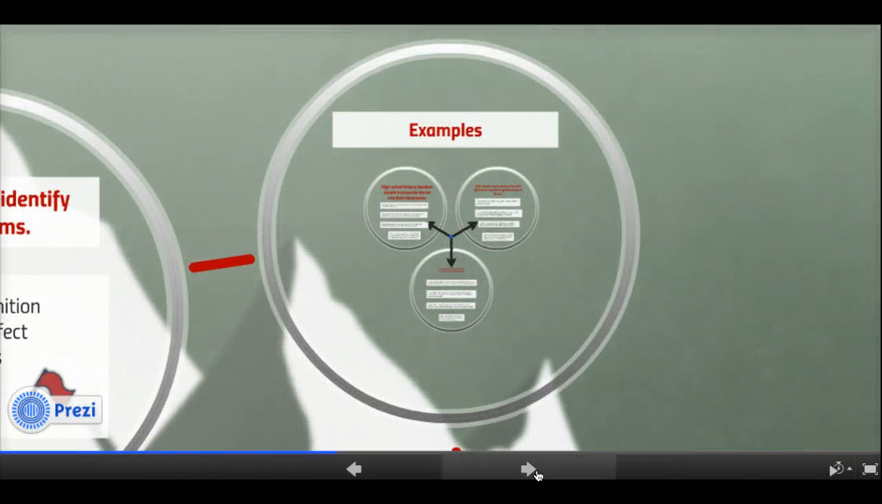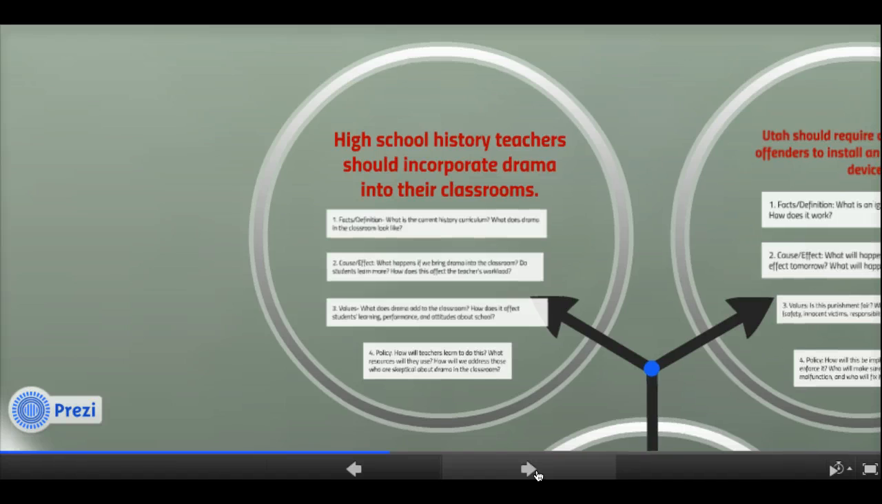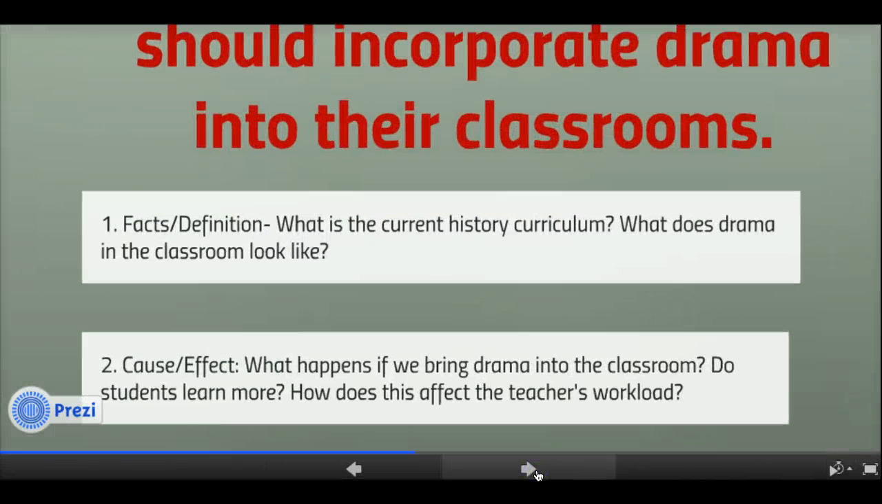So, let me give you some examples of what that looks like with the same three topics that we've been looking at so far. Let's start with high school history teachers. Let's say that my major overall claim is that high school history teachers specifically should incorporate drama into their classrooms. I've done a lot of research and it's helped me to focus on just high school and specifically history. That's where I see some opportunities. As I'm going through my claims, I would look at facts and definition. I'd need to know, what is the current history curriculum? What does drama in the classroom look like? I'd want to make sure I had those things defined.